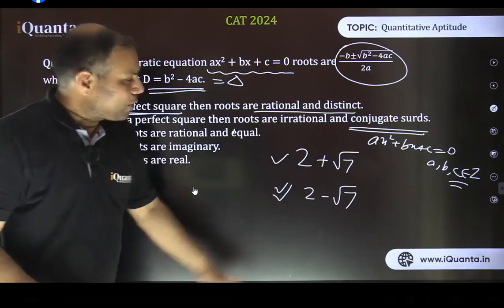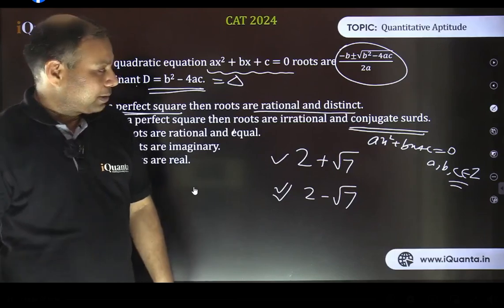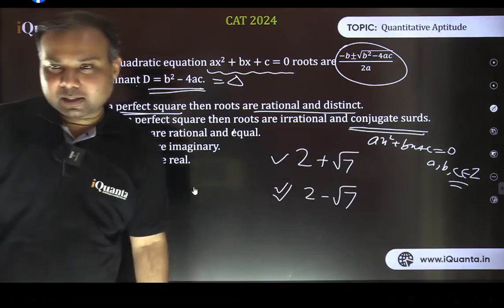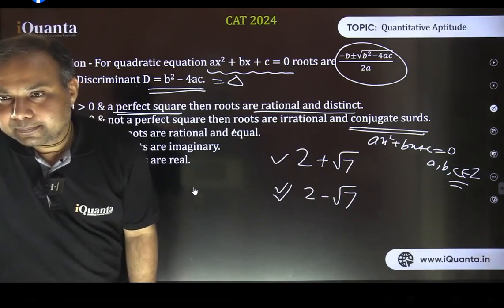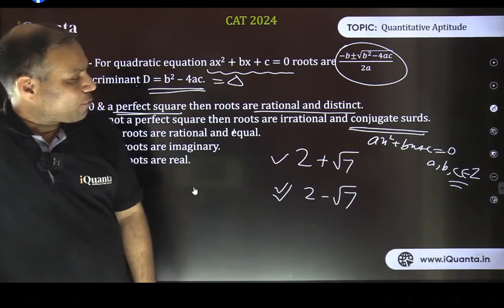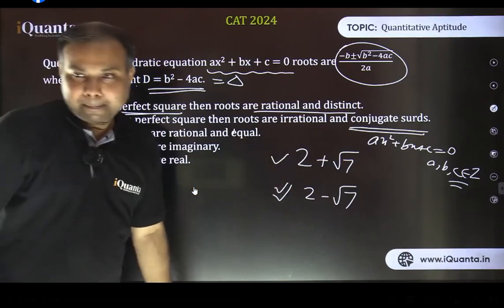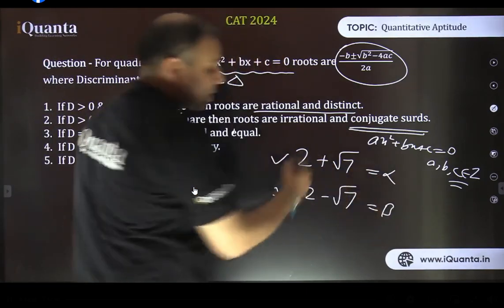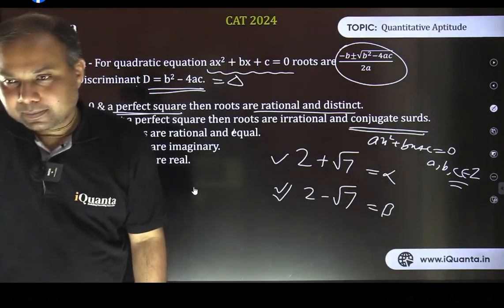Got it? By the way, can you find the actual equation for this quadratic polynomial whose roots are 2 plus root 7 and 2 minus root 7? Please find it fast. What will be the quadratic equation with these roots? If this is one of the roots, say alpha, and this is the other root beta, what is the quadratic equation here? I'm waiting for your answers.